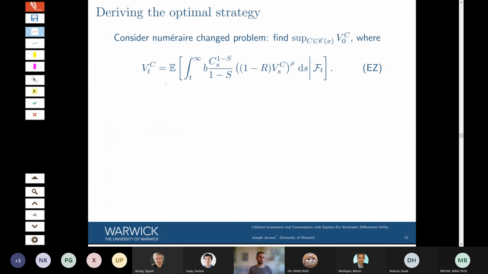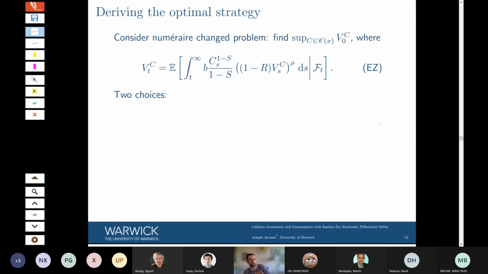So this is going to be our Epstein-Zin stochastic differential utility process now. And that looks a lot friendlier than both the difference form and the discounted form, because we don't have any time dependence.